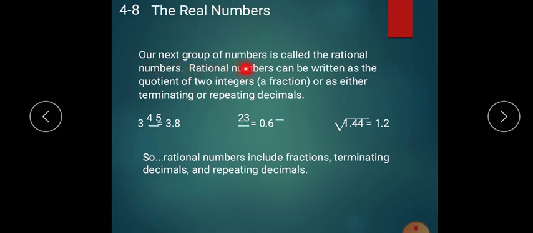Our next group of numbers is called the rational numbers. As I have already said, rational numbers can be written as the quotient of two integers. That means p by q, where p is the numerator and q is the denominator. Second thing, rational numbers can be of two types. One is called the terminating and the other one is the repeating decimals.